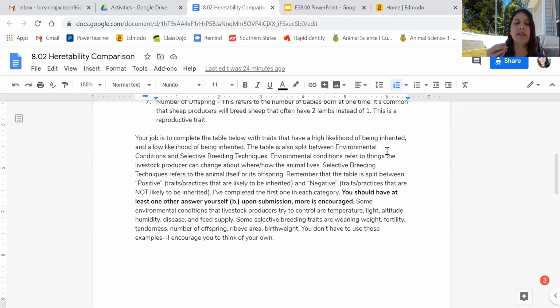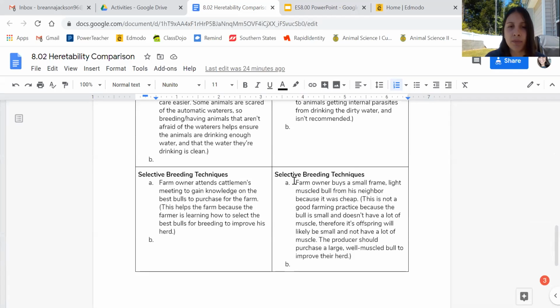So these are traits that you're going to be specifically trying to breed into your other animals. A good example of this, I'll go ahead and scroll down, is a farmer who buys a small frame, lightweight, not very muscled bull from his neighbor because it was cheap. He's trying to save some money. That's a pretty good farming practice, but buying a small, not very muscled bull for breeding is not a very good idea. Why is it not a good idea?